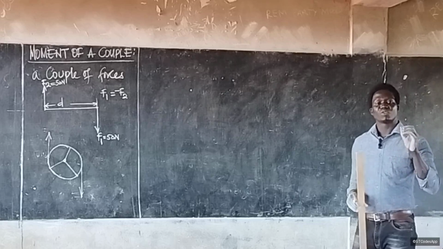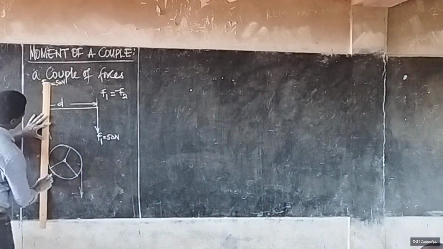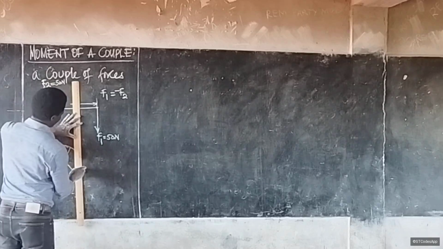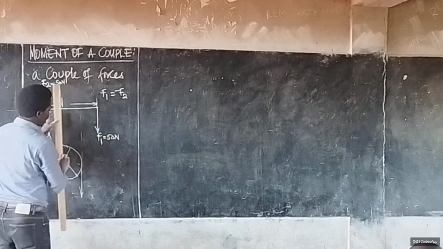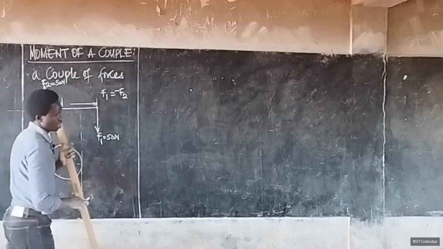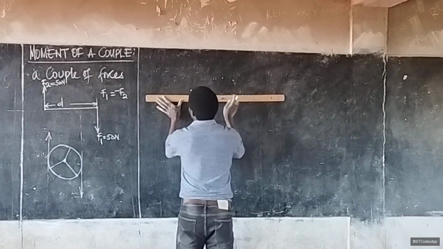In fact, for the couples, their lines of action do not. The line of action of this one will be acting like that. The line of action of this other one will be acting that way. They cannot meet. They can't interact. That's what we are talking about. So let's have this drawn. Let's draw this and then we see how we can get the moment.